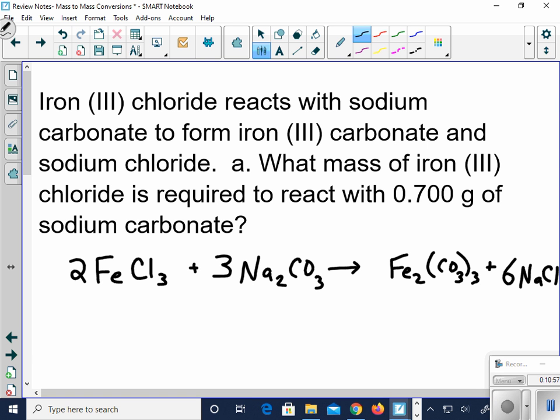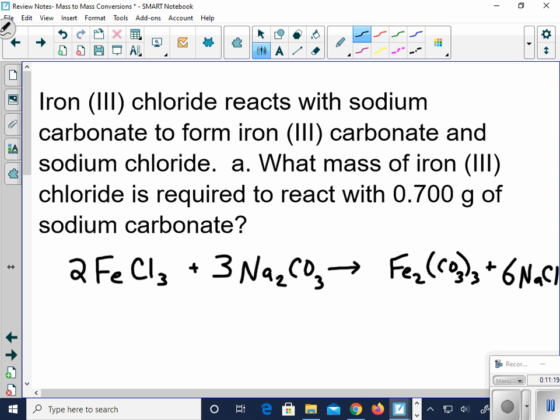So can you see how this is kind of the coverall? We've already written down formulas for the names. We just wrote a skeleton equation that was a double replacement reaction. We just balanced that double replacement reaction. Now we're going to start into the math of the problem.